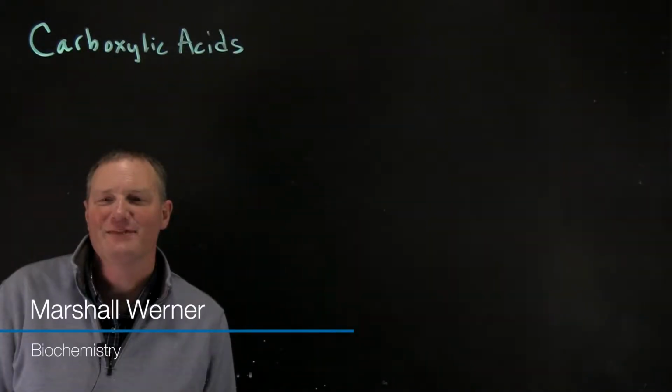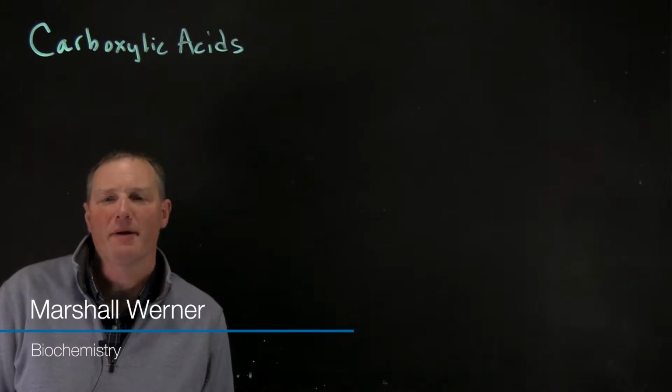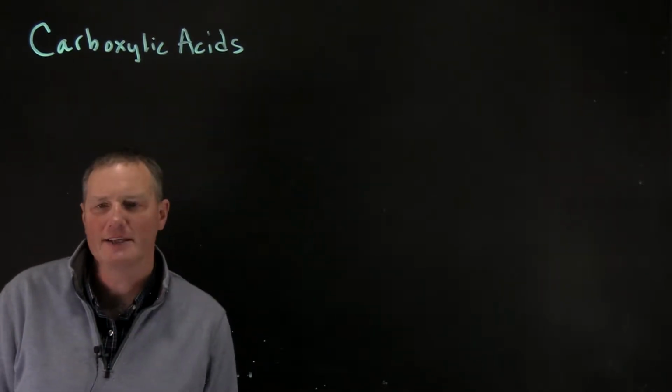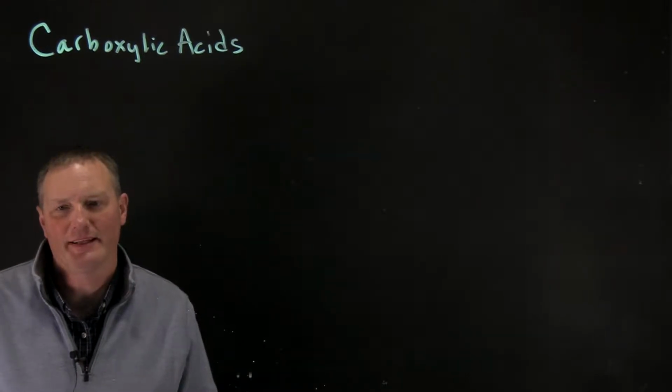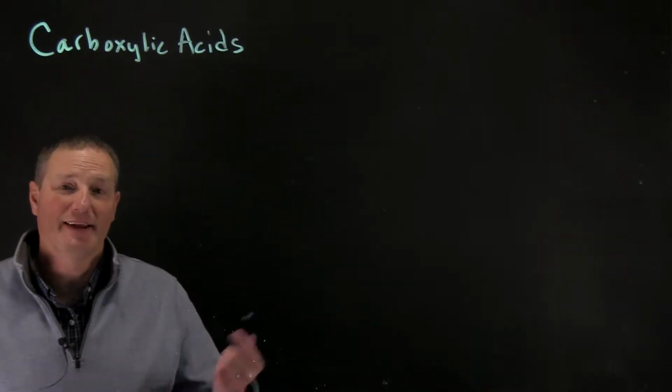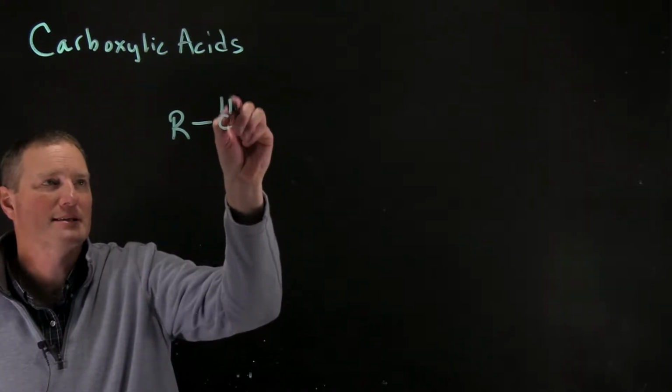Hi guys, in today's video we're going to talk about carboxylic acids. We've seen this group pop up a number of times already in our class, but we need to talk about the basic structure and properties of these. So what exactly is a carboxylic acid? Well, the general functional group can be drawn like this.